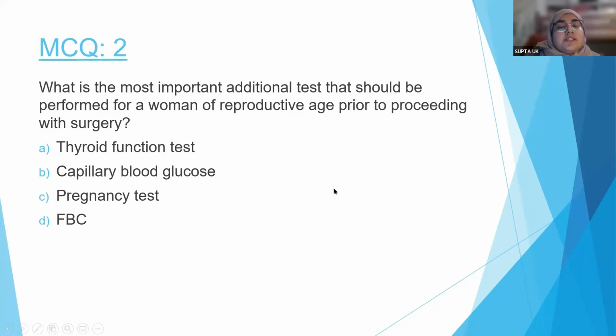Yeah, general consensus is C, and yeah, you would be correct. Pregnancy test, don't ever forget it. Loads of people fail their practical exams because they forget to ask about a pregnancy test. Always, if a woman is of reproductive age and has not mentioned going through the menopause, always ask to do a pregnancy test.